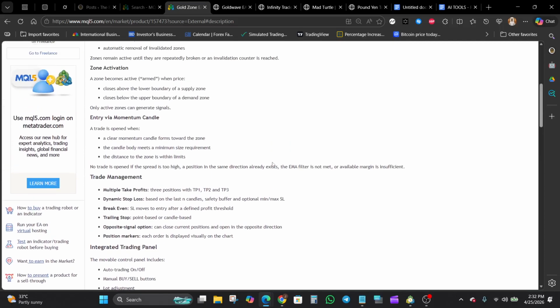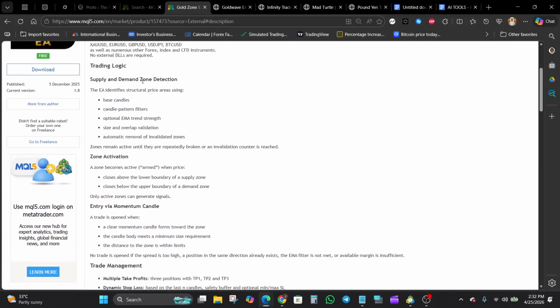The first major component is zone detection. All right, instead of randomly drawing support and resistance, this EA uses base candles, candle pattern filters, zone validation rules. All right, so what it's doing is identifying areas where price paused or consolidated before making a strong move. These are typical institutional zones, right? So the advantage here is that it focuses on market structure, which tends to hold better over time compared to simple indicator signals.